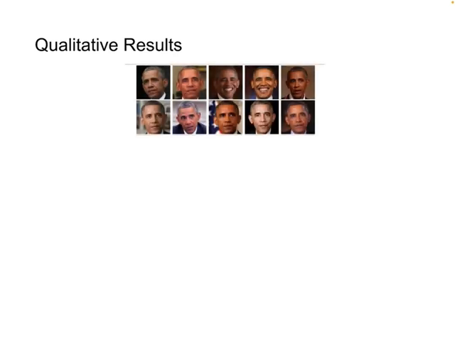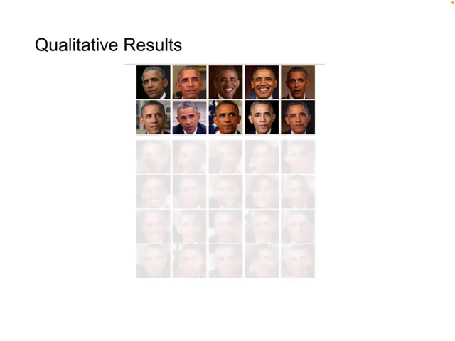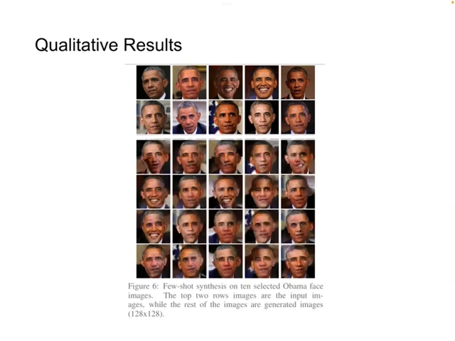Here we visualize the results of few-shot image synthesis on 10 inputs of Obama face images. The top two rows correspond to the real images, while the rest of the images are generated ones.